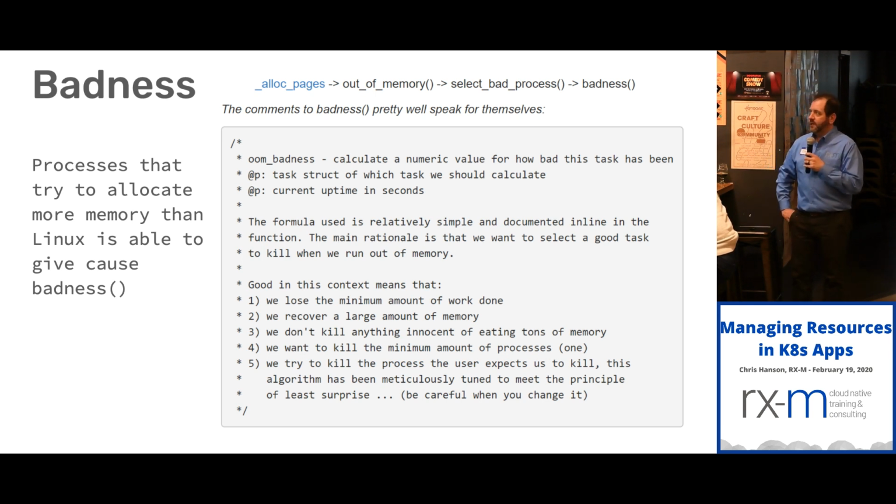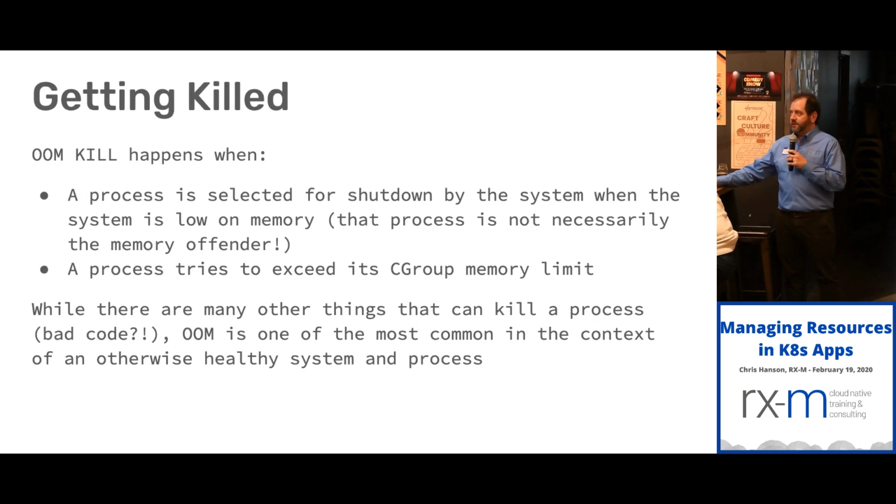Being able to recoup more memory when it comes to badness means that we will more likely avoid evaluating badness again if we recover a large amount of memory, right? We don't want to kill anything innocent of eating tons of memory. We don't want to kill the minimum amount of processes. We want to kill the process the user expects to kill. So it does try to understand that humans have an expectation, but again, it is an algorithm that's going to provide the OOM kill, right?